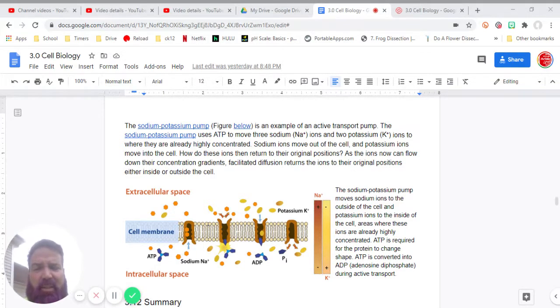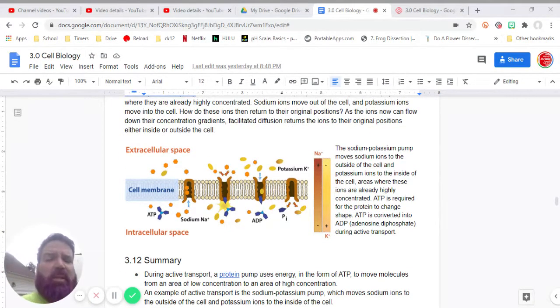How do these ions then return to their original positions? As the ions can flow down their concentration gradients, facilitated diffusion returns the ions to their original positions, either inside or outside the cell. All right, reading the caption. The sodium-potassium pump moves sodium ions to the outside of the cell and potassium ions to the inside of the cell. Areas where these ions are highly concentrated, ATP is required for the protein to change shape. ATP is converted into ADP, adenosine diphosphate, during active transport.